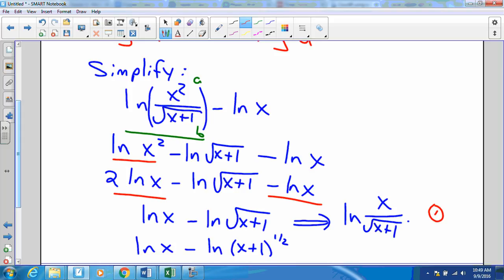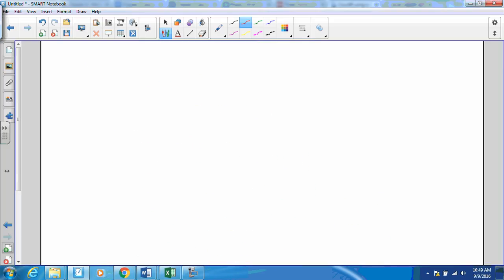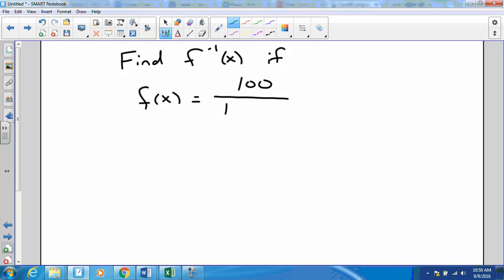All right. Now, the third problem relates to our idea of inverses. And here's the third problem. Find f inverse of x if f of x equals 100 over 1 plus 2 to the minus x. This one was in our homework. Do you remember this one? It was number 43, I think, on page 44.